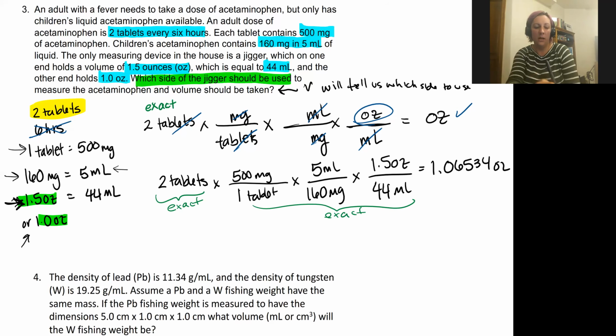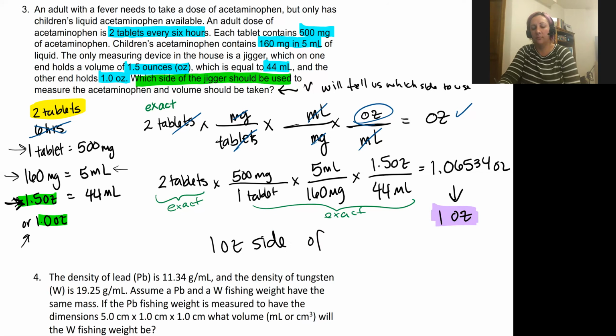I can also round since I'm trying to figure out which jigger to use. If I did round, so it replicated the 2 tablets, it would look like 1 ounce. And so I'm going to look at this number here and say, all right, it's just 1 ounce. Great. Then I'm going to use the 1 ounce side of the jigger and take a shot of children's acetaminophen.